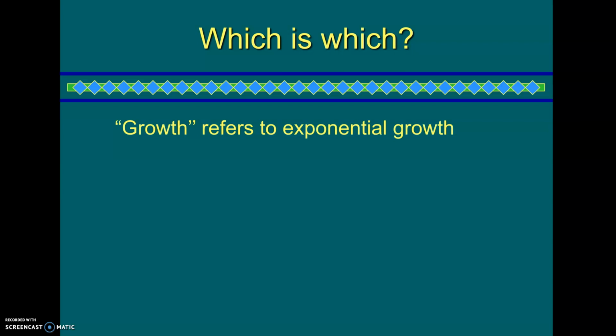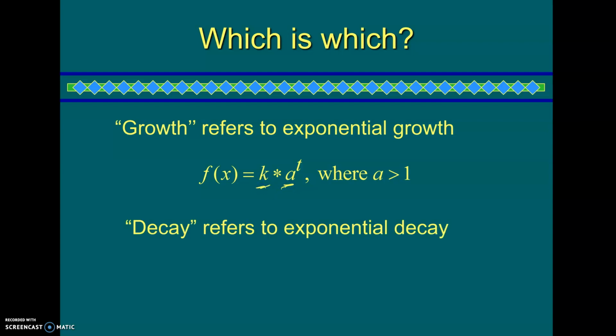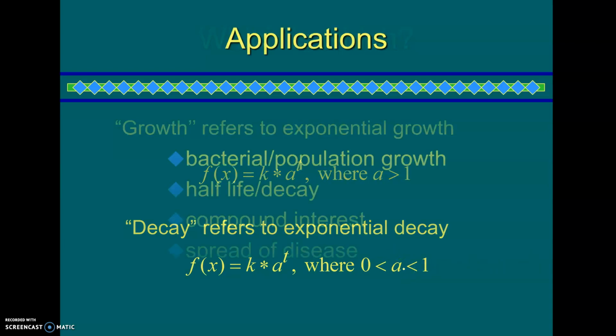Growth refers to exponential growth. I'm going to have a bunch of different forms of the same equation in here. But for an exponential equation, the absolute value of the base, if it's growth, a has to be greater than 1. Okay, this guy right here, and this is your initial amount. Decay means that it's decreasing over time, so then a would fall between 0 and 1.